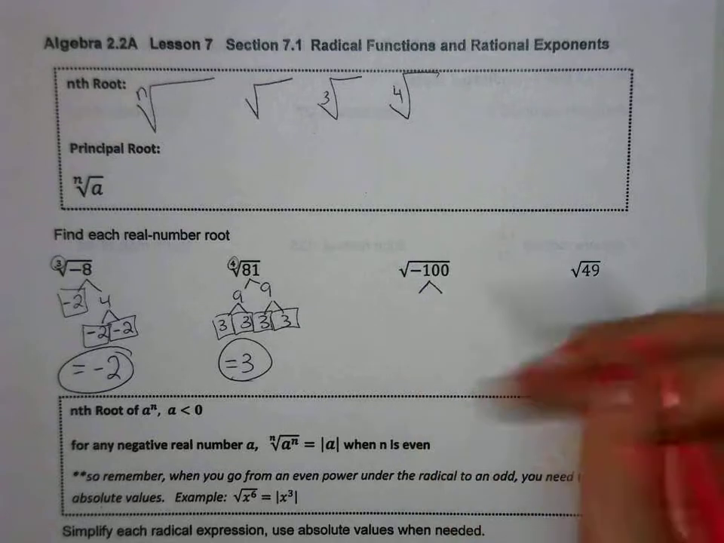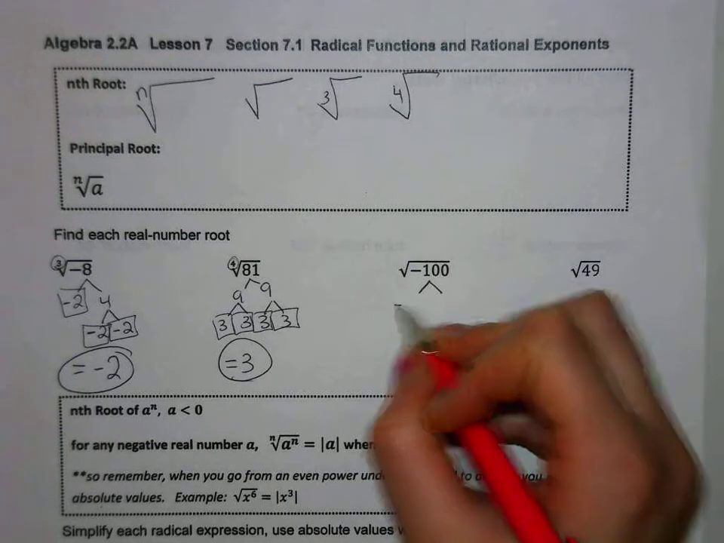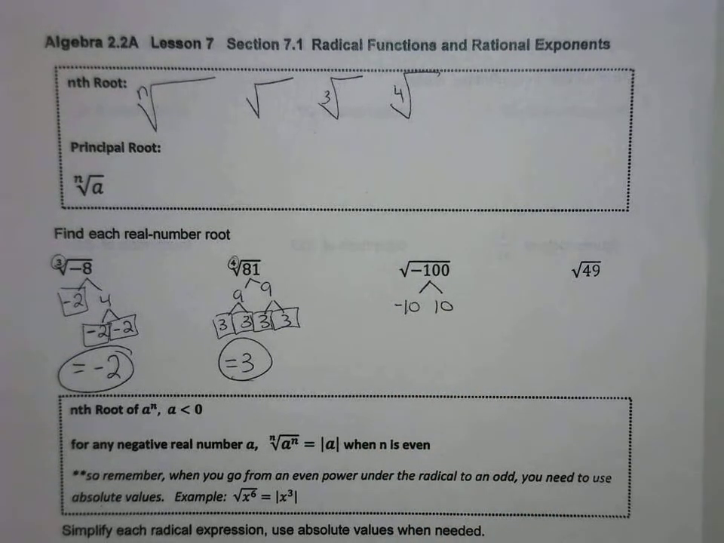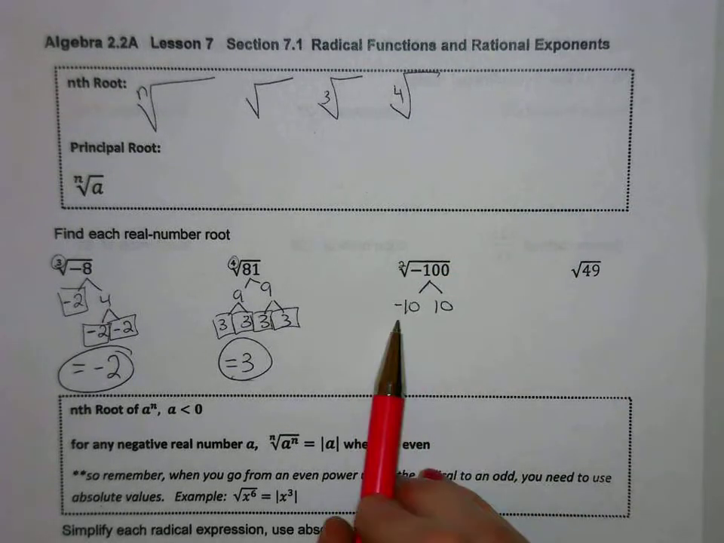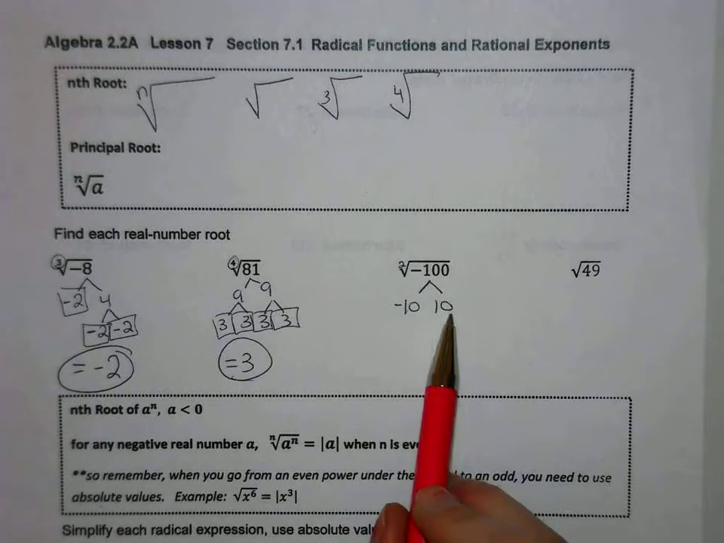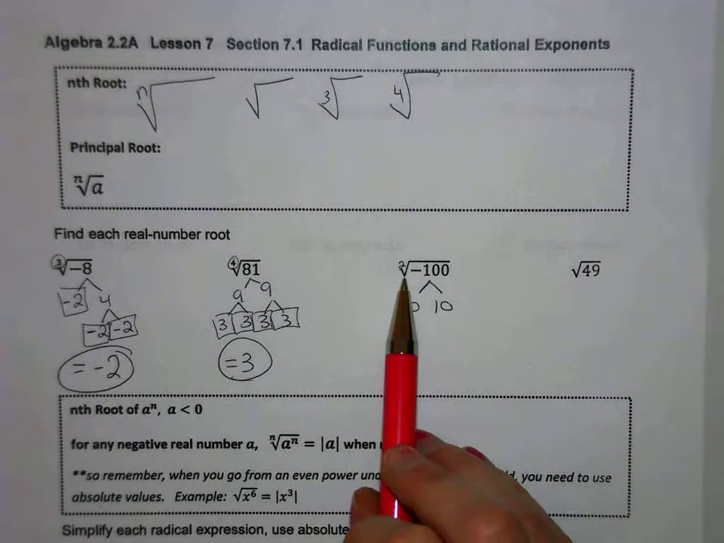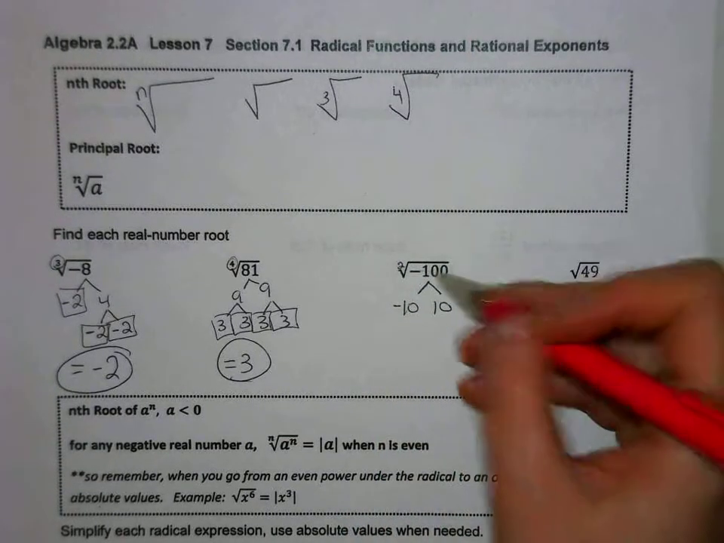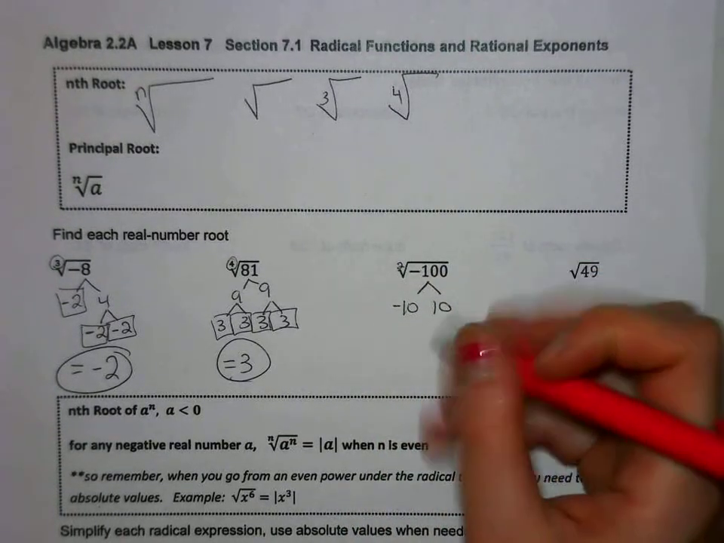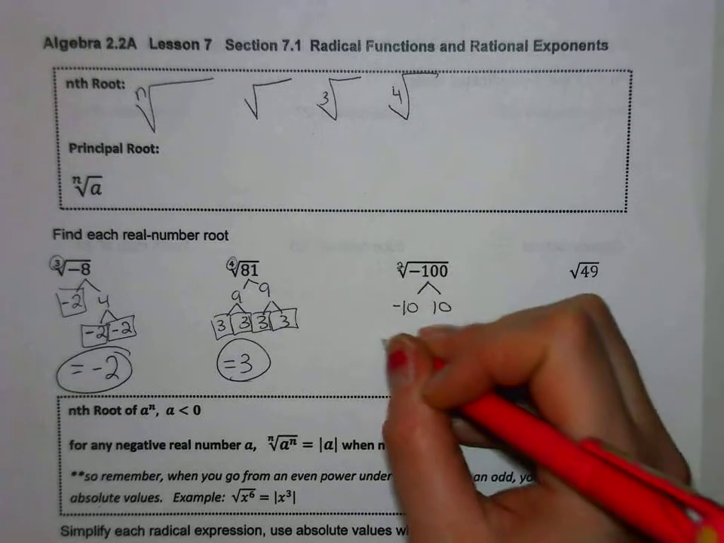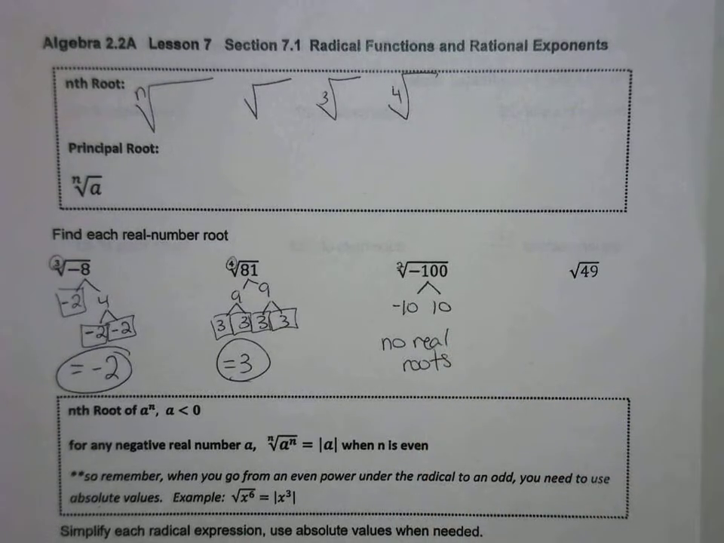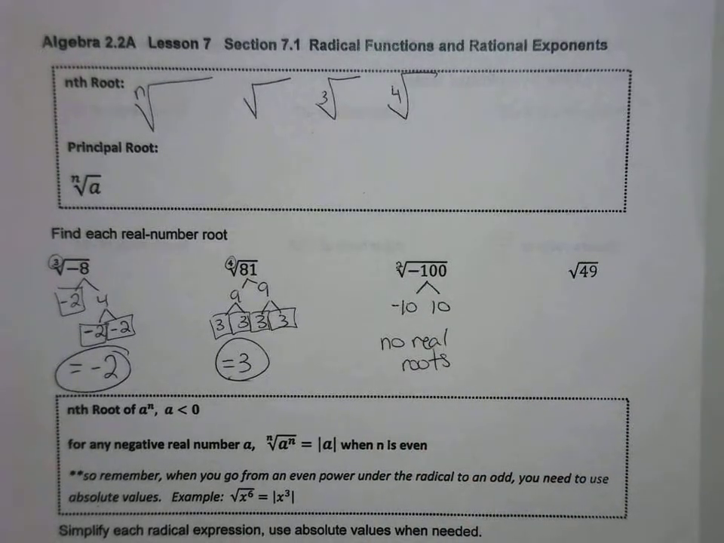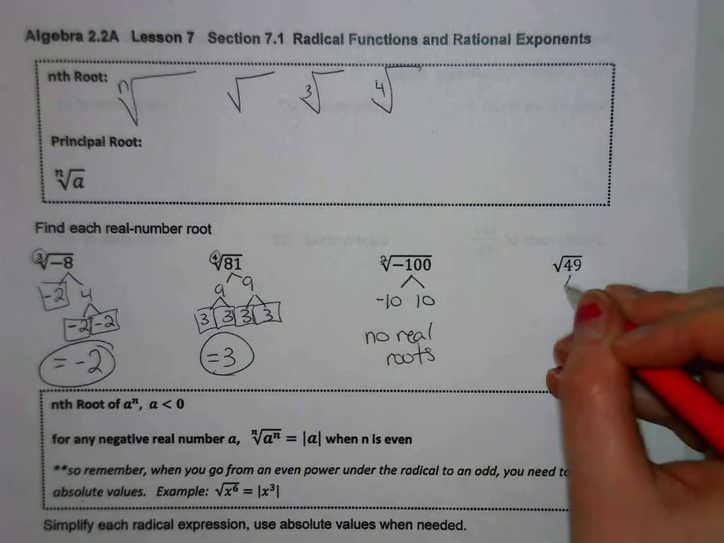If we do that with -100, we'd have to have -10 times 10. The square root is really a 2, so we want 2 of something. Well, we have a -10 and a +10. Whenever we have a root that's even, so square root, fourth root, sixth root, we cannot take a negative number and root that. So there's going to be no real roots because these are not the same number. One's negative, one's positive.